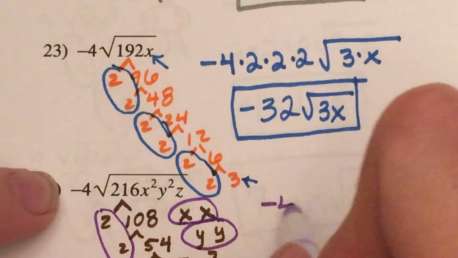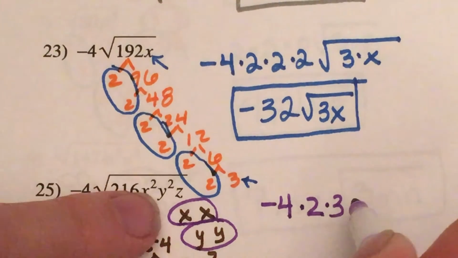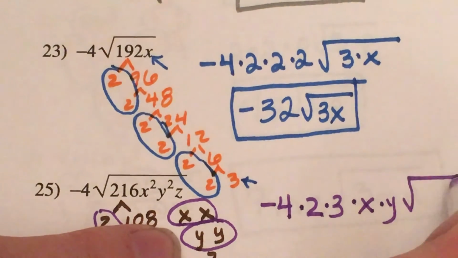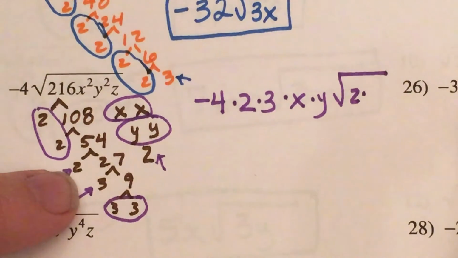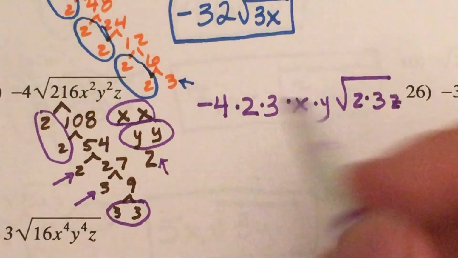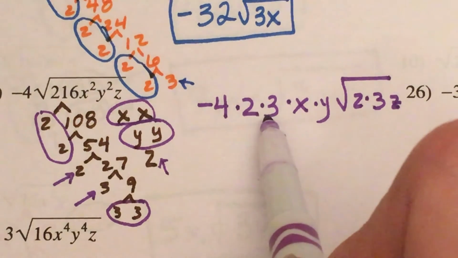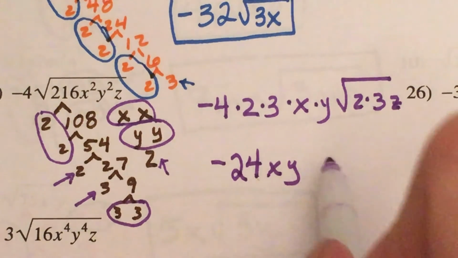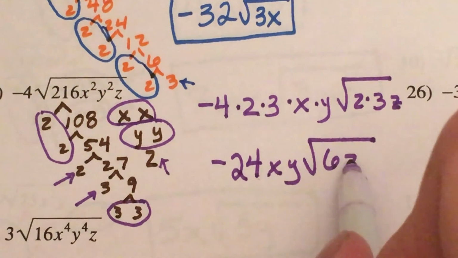All right, negative 4 in front times a bundle of 2s times a bundle of 3s times a bundle of x's times a bundle of y's. Square root of leftover 2. Ooh, running out of space. Leftover 3 and a z. What is negative 4 times 2 times 3? Negative 24xy square root of 2 times 3, 6z.